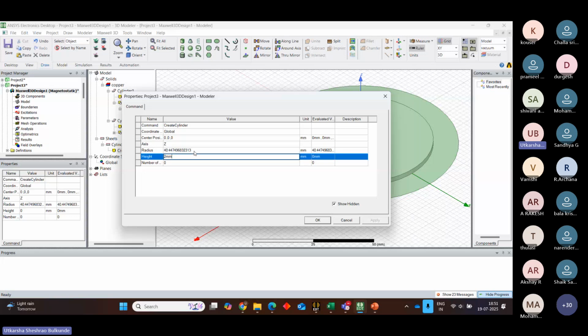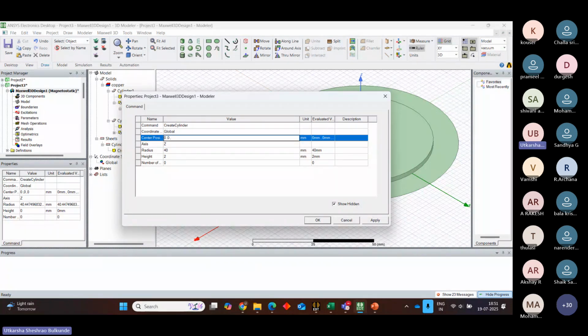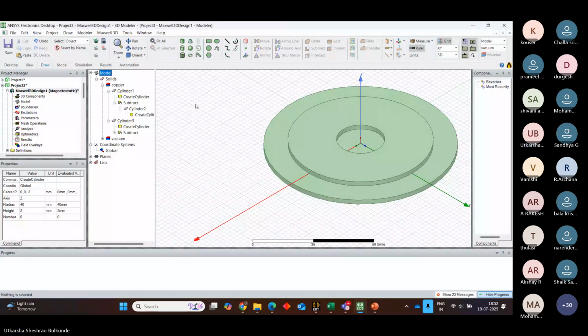So let's give its height as 2 mm, and radius more than the radius of our coil. So 40 is fine. Then the position will be minus 2 mm, because we want to place it below the copper. That's why minus 2 mm will come in position, below the copper.